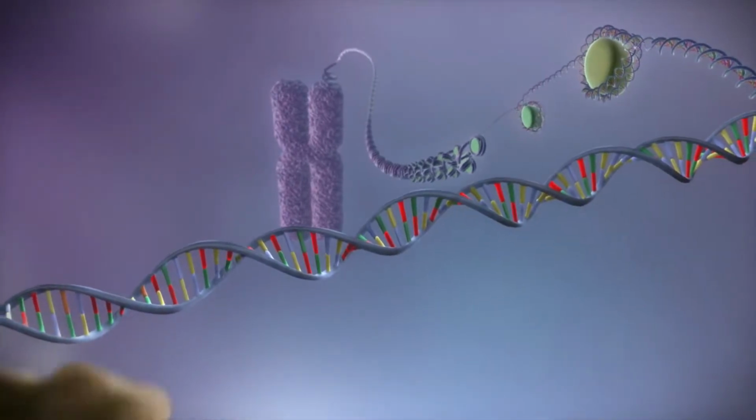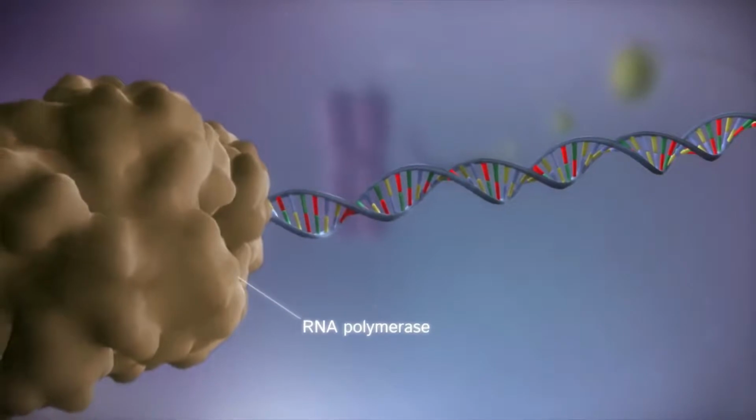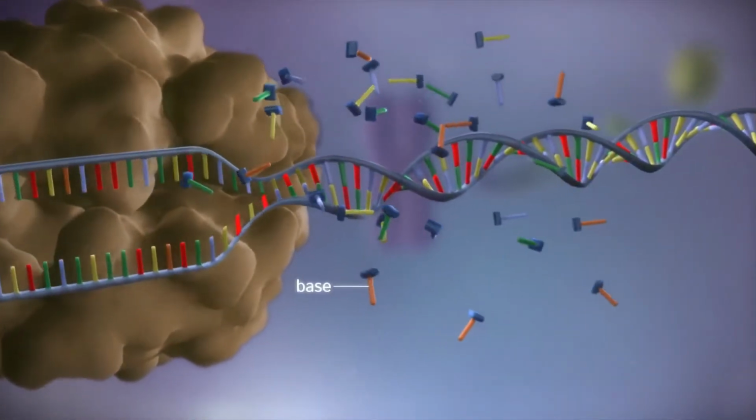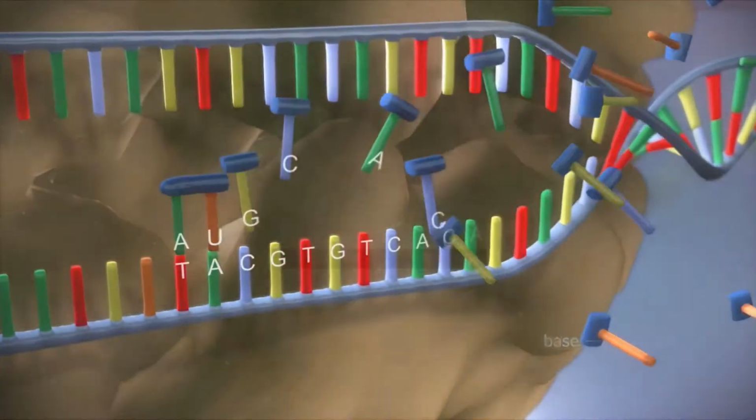When a gene is switched on, an enzyme called RNA polymerase attaches to the start of the gene. It moves along the DNA, making a strand of messenger RNA out of free bases in the nucleus.